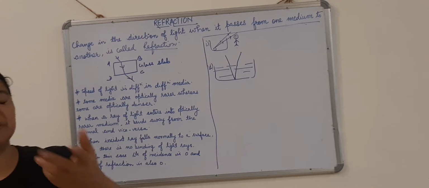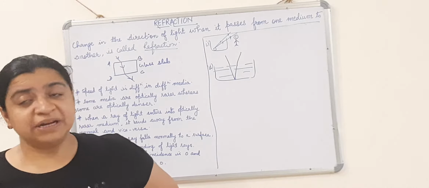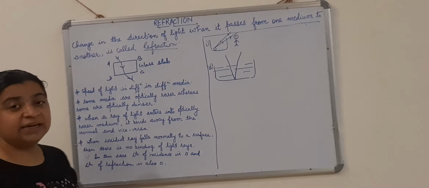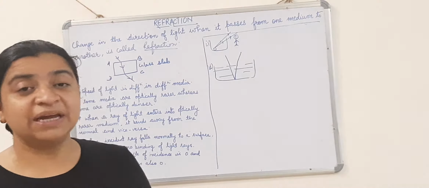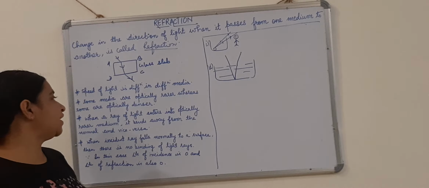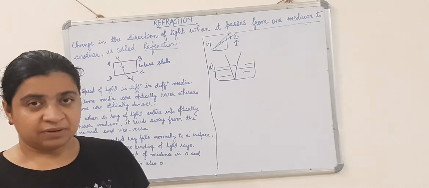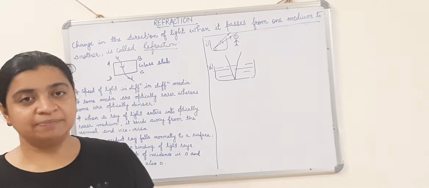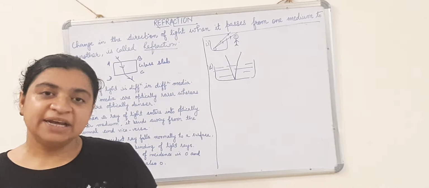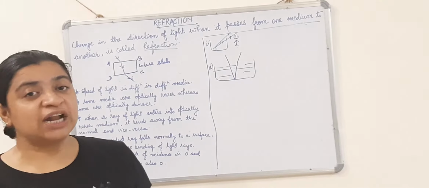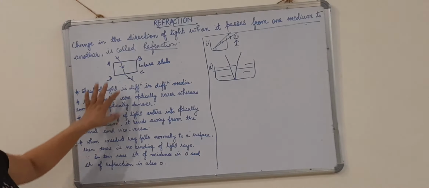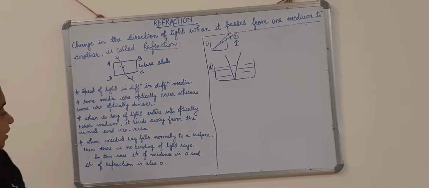What is the reason behind why the speed of light is different in different media? The speed of light is different because some media are optically rarer and some are optically denser. An optically rarer medium is one in which light finds it easy to travel. Optically denser media are those in which light finds it a little difficult to travel. That is why the speed of light is different in different media.